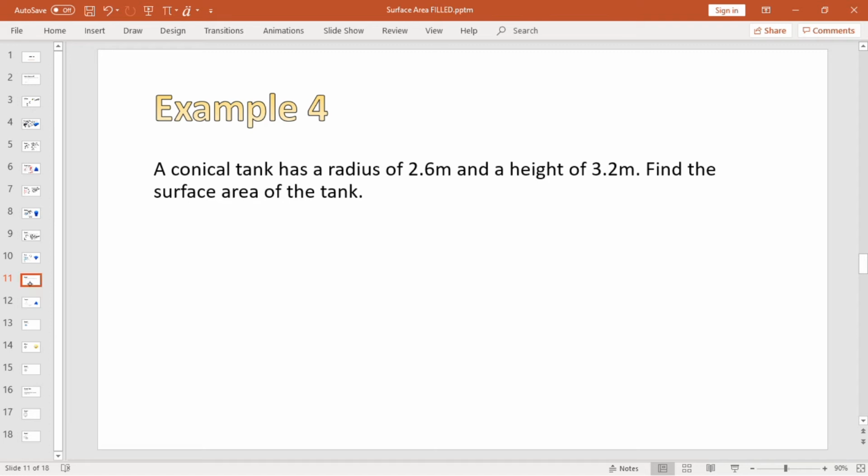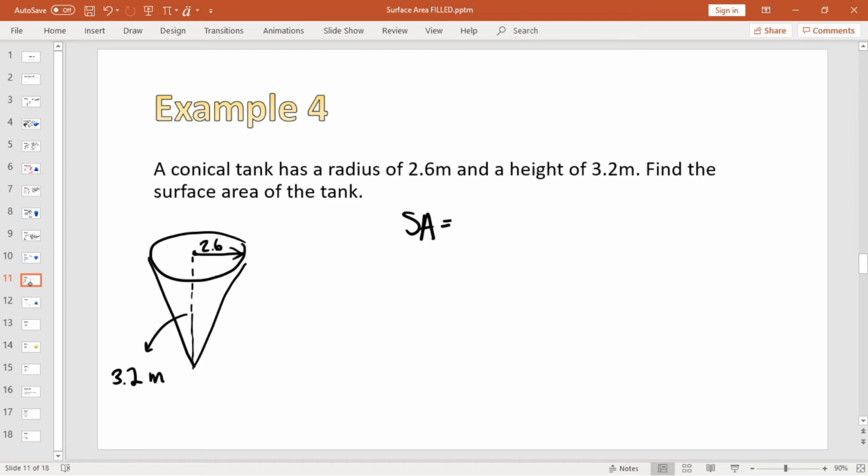Our cone example: for some reason you have a tank that is shaped like a cone. Here it is. It has a radius of 2.6, and it happens to have a height of 3.2 meters. So our formula for the surface area of a cone is that lateral surface plus that single circle on the top or bottom.